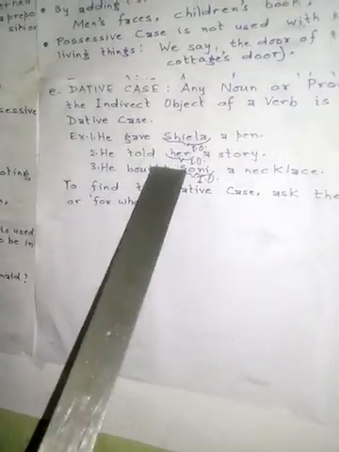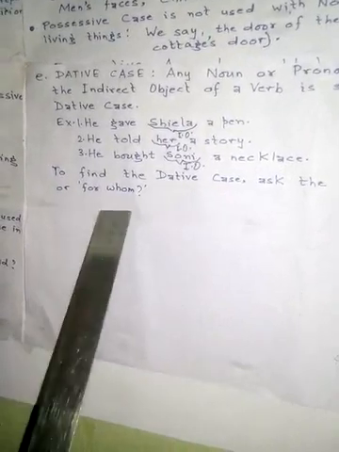And to find the dative case, we ask the question to whom or for whom. For example, he gave Sheila a pen. We will ask a question here: he gave a pen to whom? To Sheila. He told a story to whom? Her. He bought a necklace for whom? Sony. So, these were the 5 cases.